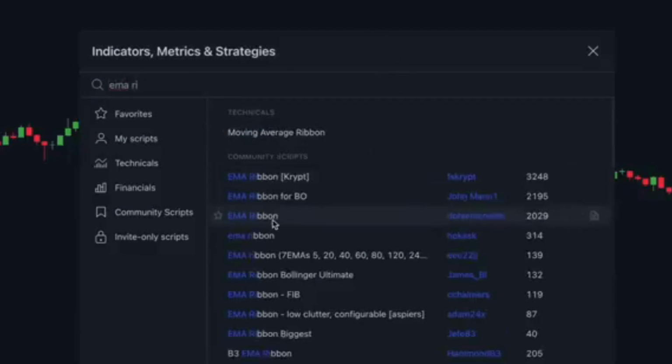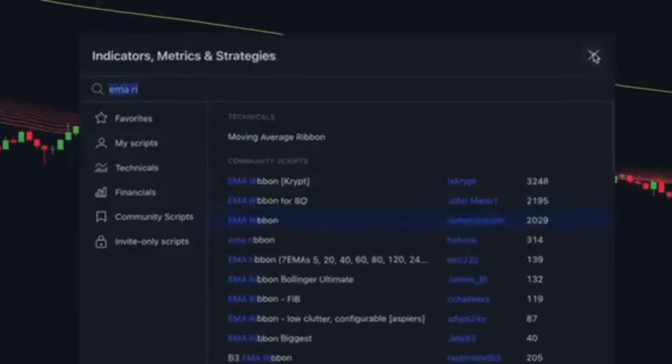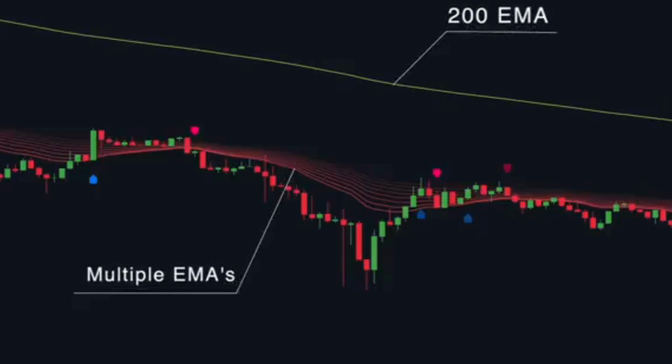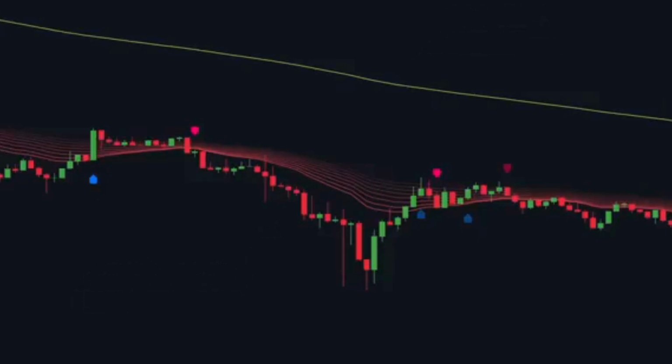The exponential moving average ribbon is a trading indicator that consists of multiple exponential moving averages plotted on a price chart. This tool is used to identify the direction and strength of a trend in the market. The EMA ribbon is created by plotting several EMAs with different time periods. The moving averages are then stacked on top of each other, creating a ribbon-like appearance on the chart.